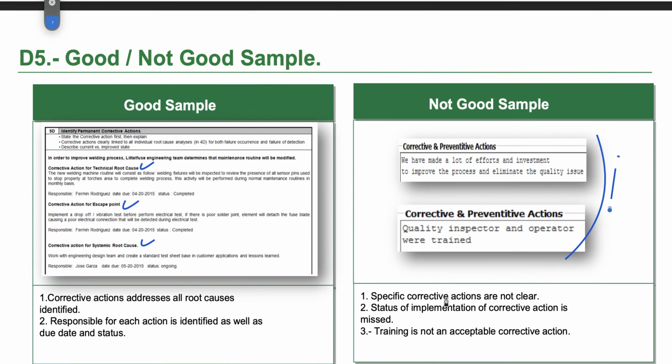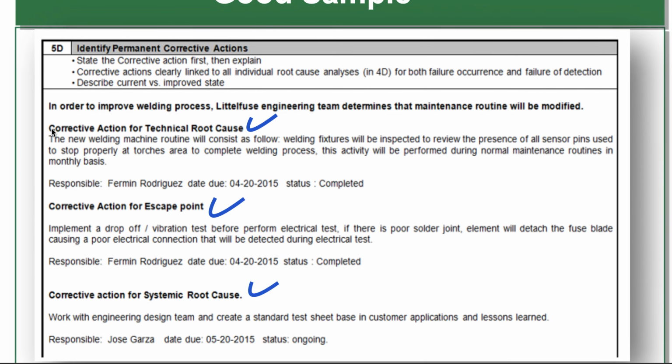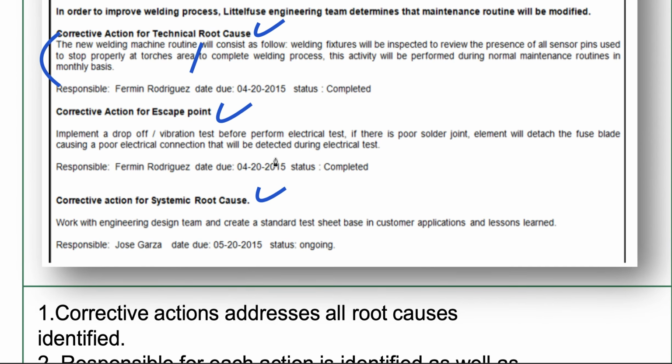I'd like to read the corrective actions for better understanding. For technical root cause, the new welding machine routine will consist of the following. Welding fixture will be inspected to review the presence of all sensor pins used to stop properly at the torches area. So there is tooling and fixture revision, right? For escape point, implementing a vibration test, a control. So this is not about occurrence of the problem, but the detection of the problem.